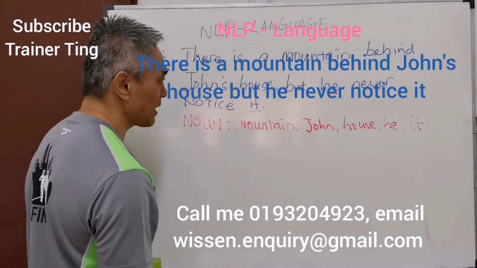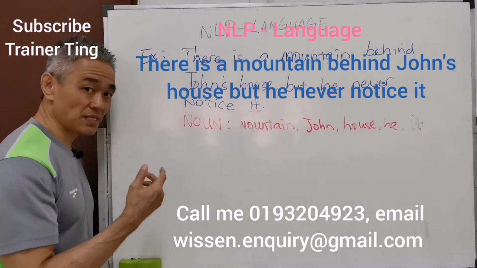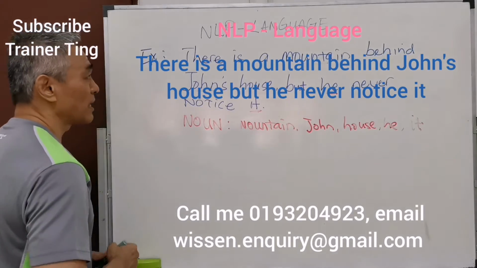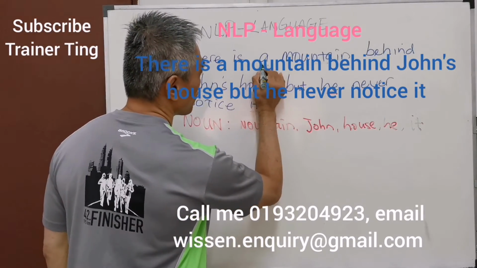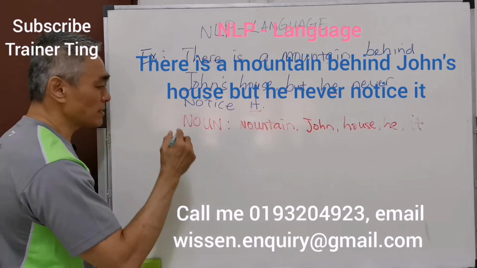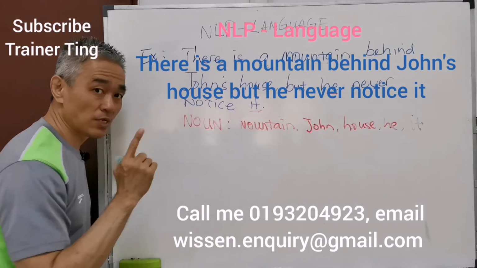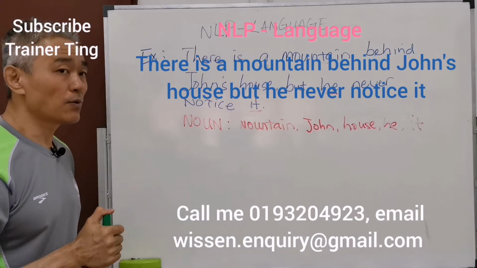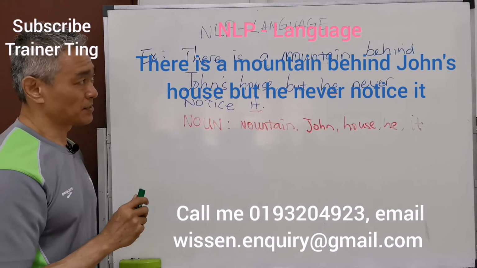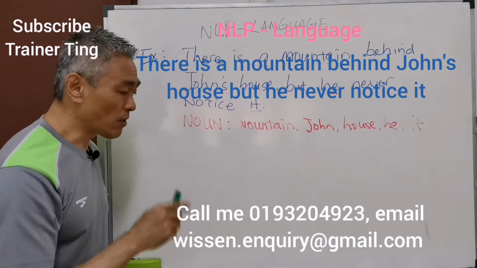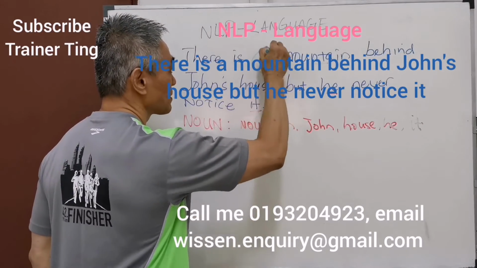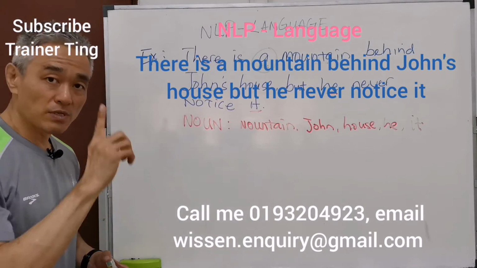And then, do we have any adjective? Actually, we do not have any adjective. But there is "a mountain". So what does that mean? "A mountain" means there is only one mountain behind his house. We do not say there are two mountains. There is a mountain, only one mountain behind John's house.